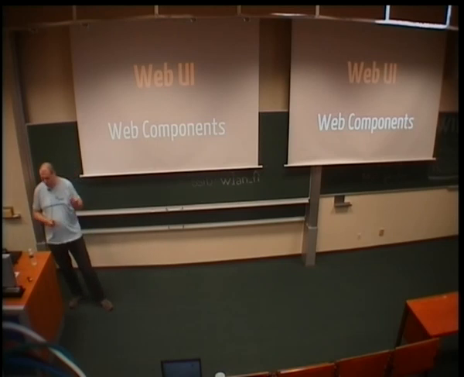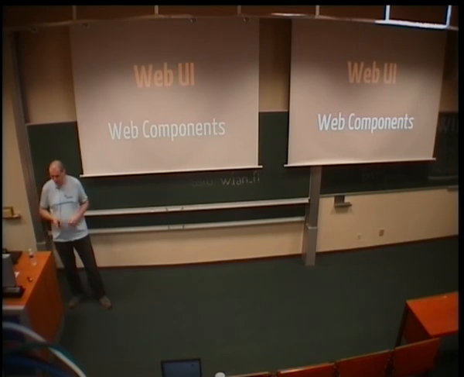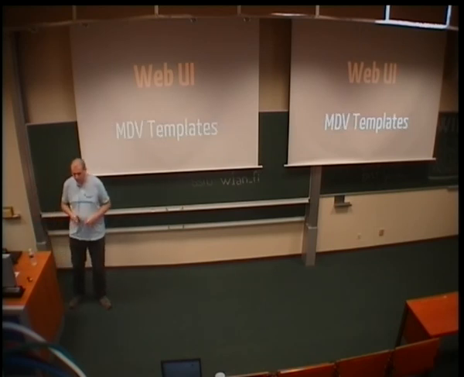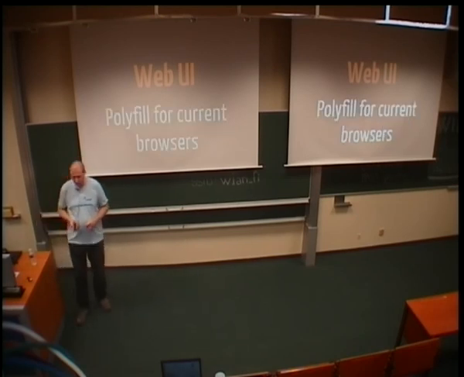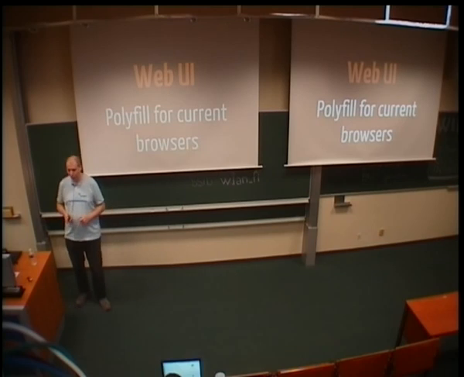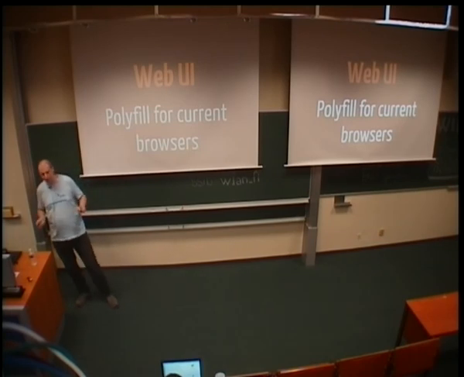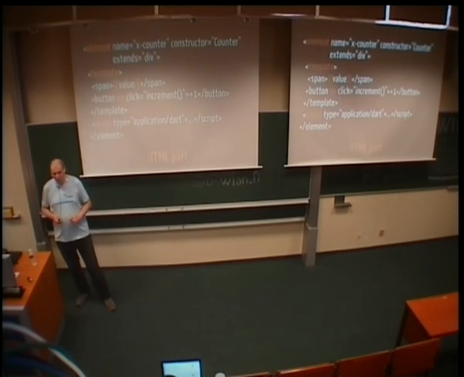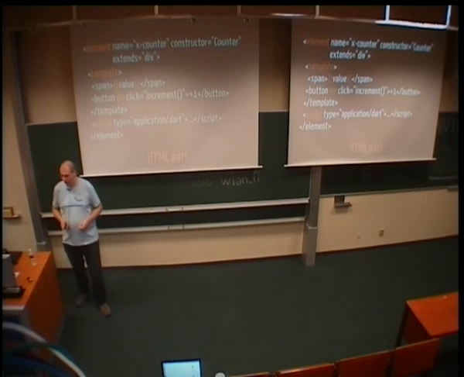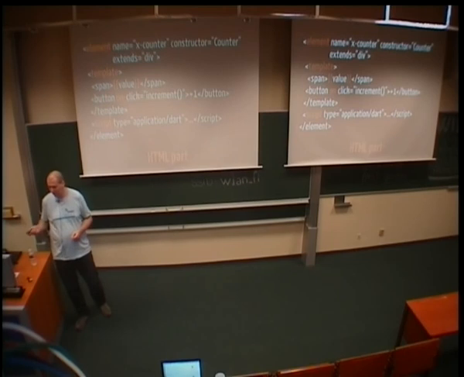Web components is a way to let you declare your own tags, basically. You can declare your own tags, with model-driven views for templating and an implementation for current browsers. You have to compile the code, but it works in current browsers. So how does it look? This is the way you declare your own tag: a tag called xCounter, which has a companion class called Counter, and it's a div.